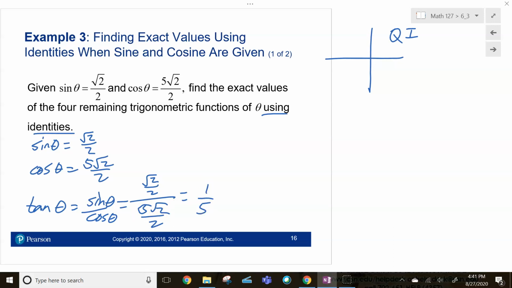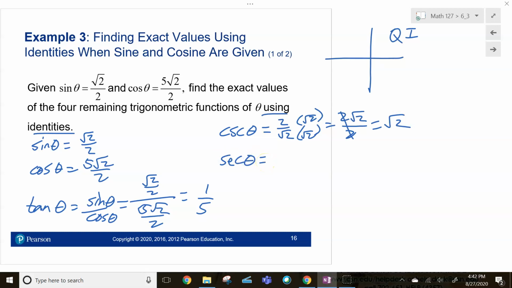Who's the reciprocal of the sine? Cosecant. So I got 2 over root 2. Now I rationalize that. So I got 2 root 2 over 2. I got root 2. Who's the reciprocal of the cosine? Secant.